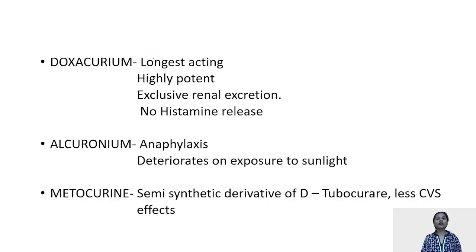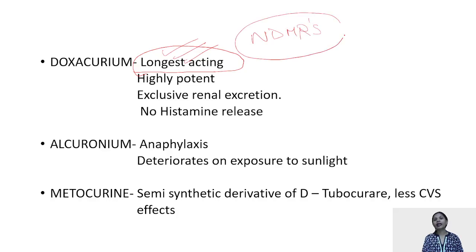Doxacurium. Doxacurium is the longest acting drug. It is the longest acting NDMR. The shortest acting NDMR is your Gantacurium, and the longest acting NDMR is your Doxacurium. Should I repeat it again? The shortest acting is Gantacurium. The longest acting is Doxacurium. It is highly potent, renally excreted, and there is no histamine release when we talk about Doxacurium, but still not used much practically.